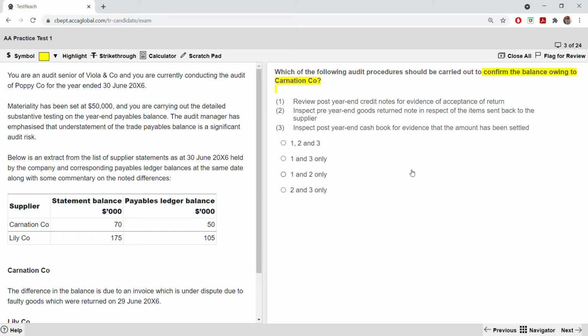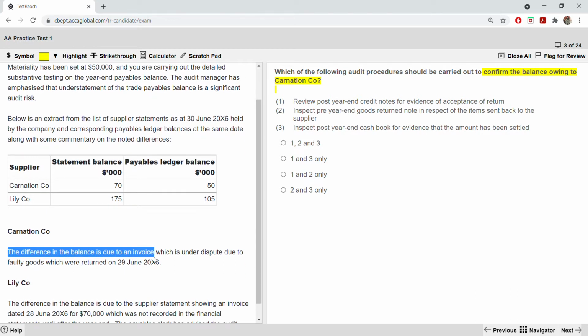Just go to Carnation and see what it is. The difference in the balance is why? Faulty goods which were returned. There's a dispute with an invoice due to faulty goods which were returned. So how are you going to confirm the balance owing to Carnation? Review the post year end credit notes for evidence of acceptance of return. Definitely one is there, because you have returned some faulty goods, so you will be given a credit note as evidence for the acceptance of return. So one is there.